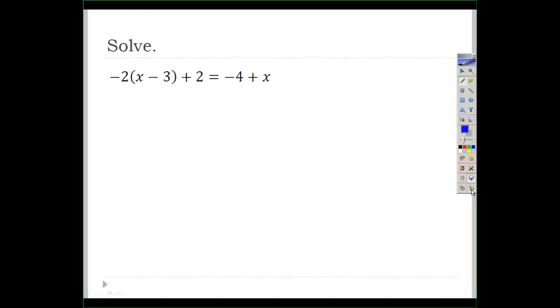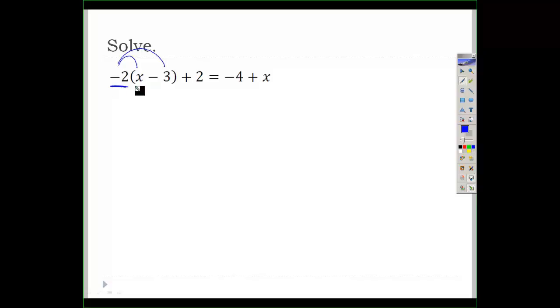You might get one a little challenging, one like this, where once again, as soon as you see those parentheses, the first thing you do is distribute. Whatever number is in front of those parentheses, you multiply it into both parts. So in this case, we have this negative 2 out here. I'm going to multiply it by the x and by the negative 3. I do not multiply it by the positive 2. That's not in the parentheses.